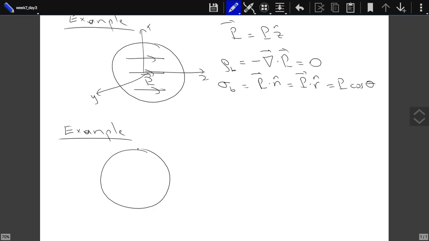You have one sphere, and you take another identical sphere and displace them slightly. One of them has a charge density, let's say, minus lambda. The other one has a volume charge density plus lambda. Then the question is, what is the electric field here in the intersection?